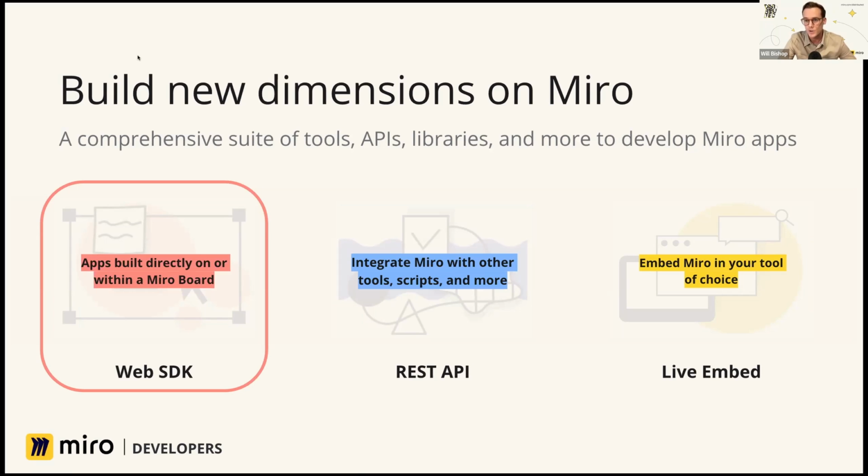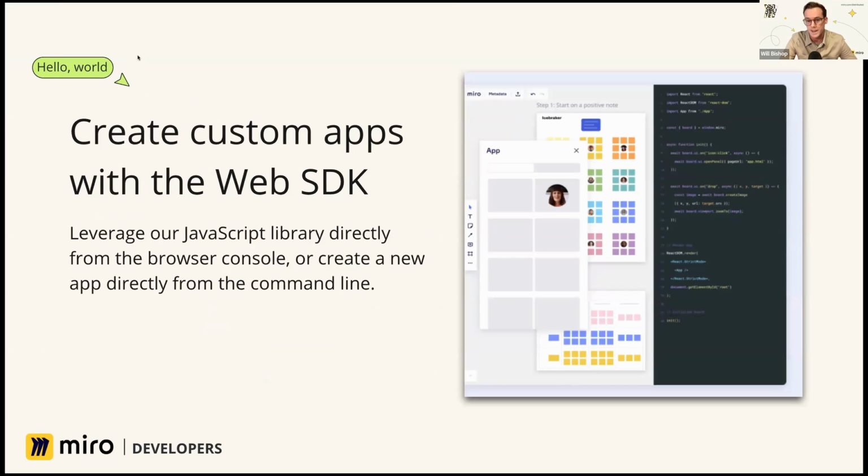Although we won't get into too much detail on our REST API and our live embed capabilities today, for those of you who are curious, you might consider these for use cases around integrating Miro with a third party or embedding Miro directly on a web page, respectively. All this to say that all three of our main capabilities live separately from each other, but keep in mind that they could be, and often are, used in combination to build creative solutions that leverage one, two, or maybe all three of them. So with that in mind, let's get back to the Web SDK.